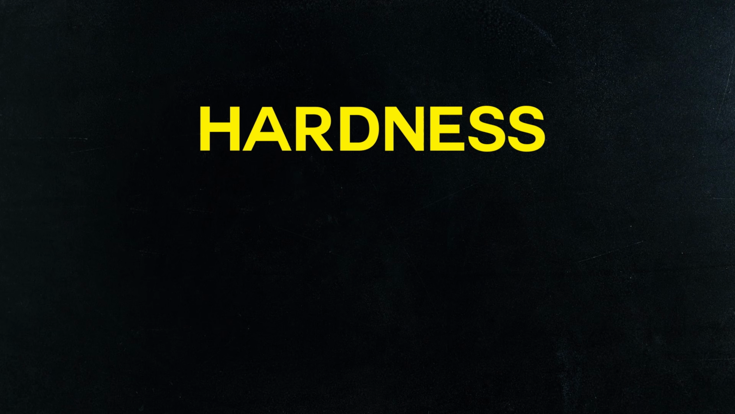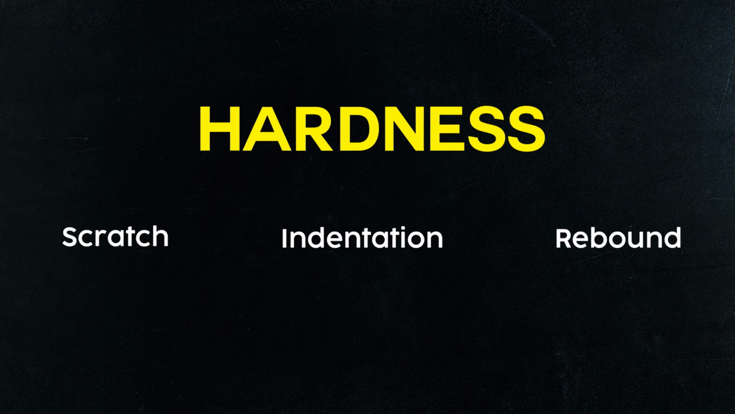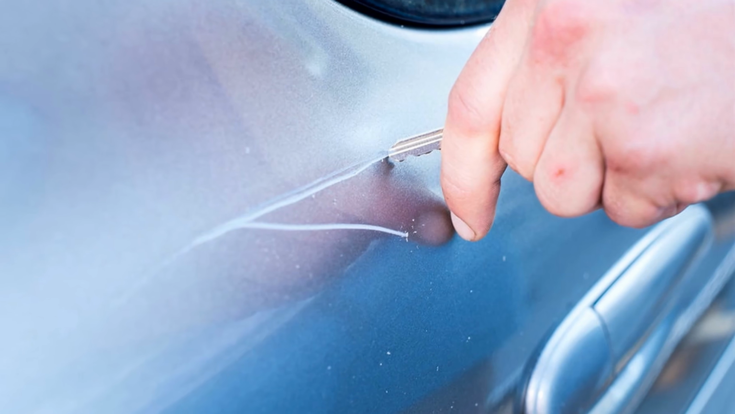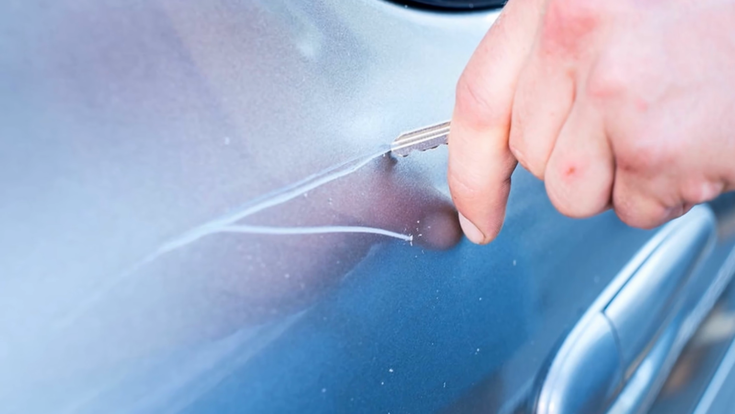Therefore, hardness can be measured in 3 different ways: scratch, indentation, and rebound. So scratch hardness is a measure of how resistant a material is to scratching. Scratching means fracture or permanent plastic deformation due to friction from a sharp object.